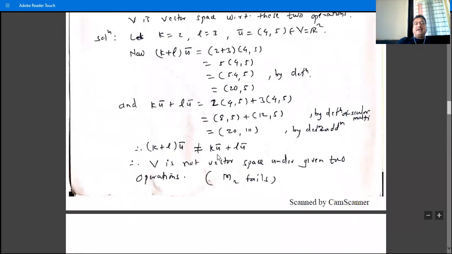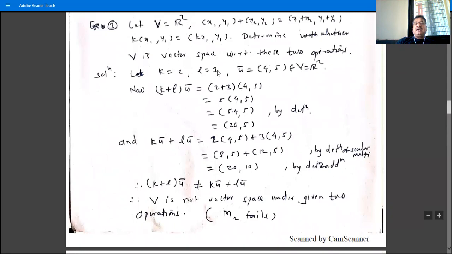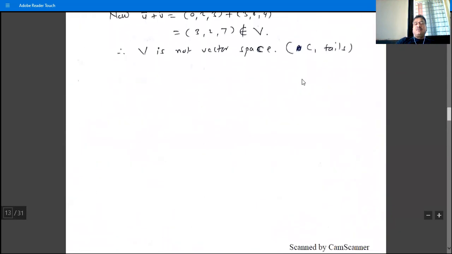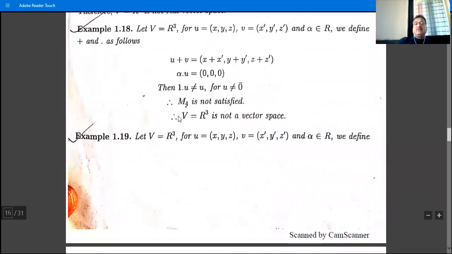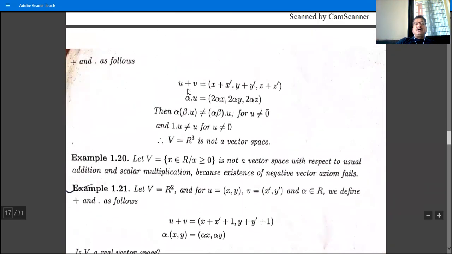We have to write the proof like this, that is, take K, L, and u bar as elements of R3, and show that K L u bar is not equal to K L u bar. Also for this example, 1 u bar is not equal to u bar.